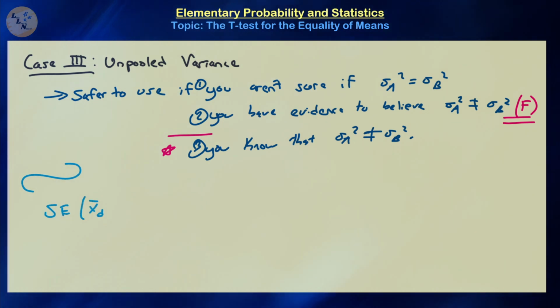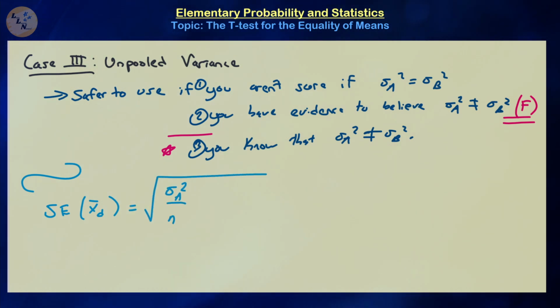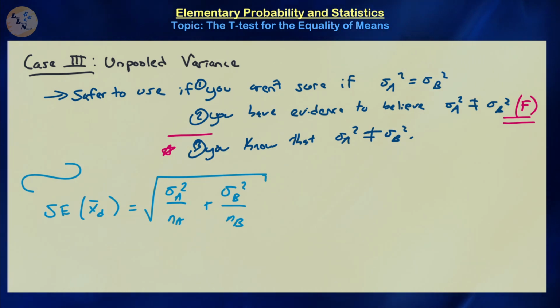keep in mind, for x bar d was exactly equal to sigma A squared over the size of A all over sigma B squared over the size of sample B. Since we cannot pool our variances of our samples together, we have to treat them individually because we do not necessarily know which is the larger or the most influential variance of the two populations. So we have to treat them differently.